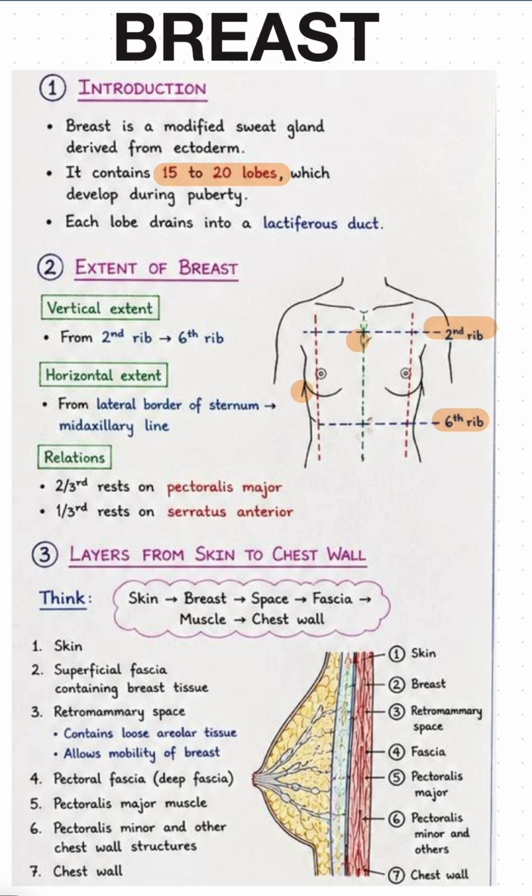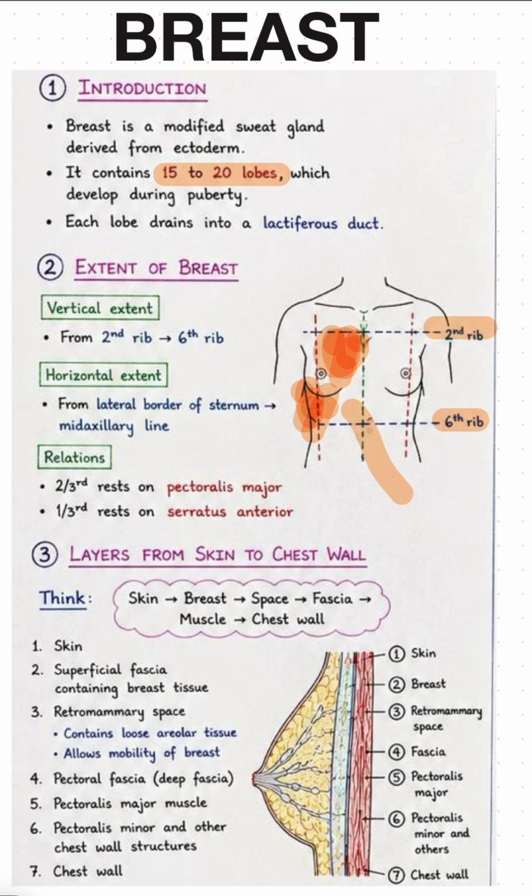And relations: two-thirds of it rests on the pectoralis major. I'll give a rough idea where the pectoralis major lies. All this part is pectoralis major, and serratus anterior is lying somewhere here. So two-thirds of it rests on the pectoralis major, and one third rests on the serratus anterior. And we have another structure here, which we call the external oblique aponeurosis.